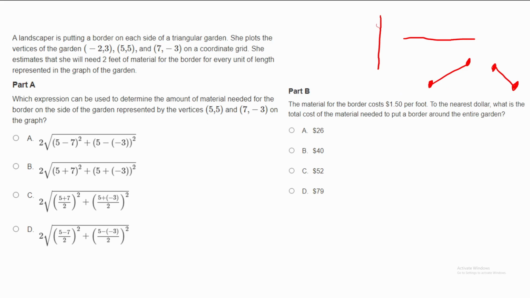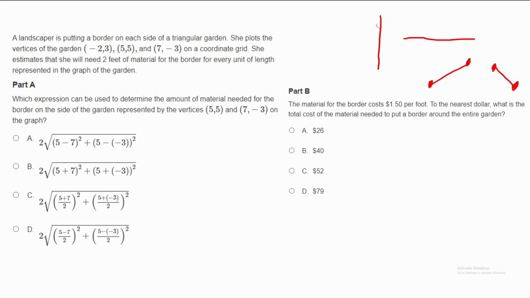So here it says a landscaper is putting a border on each side of a triangular garden. She plots the vertices of the garden: (-2, 3), (5, 5), and (7, -3) on the coordinate grid. She estimates that she will need 2 feet of material for the border for every unit of length represented on the graph.